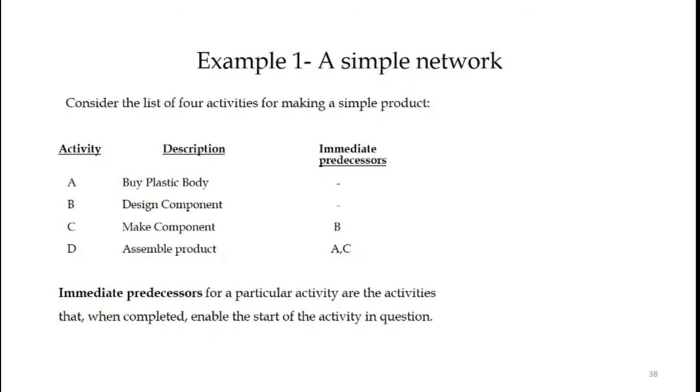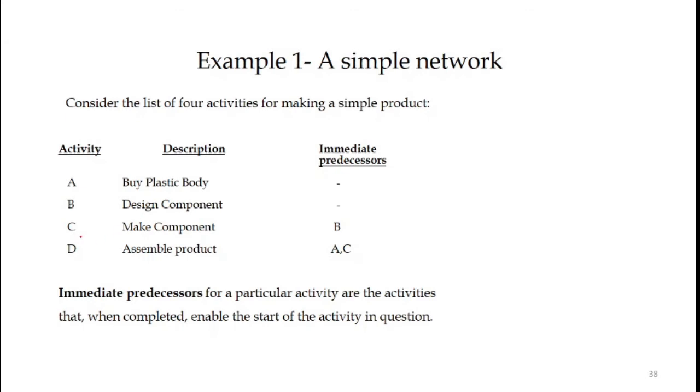Now let's take some examples and draw simple networks out of them. The first example is, let's consider a list of 4 activities for making a simple product. There is an activity A. It has a description: buy a plastic body. Immediate predecessor is nil, that is, it doesn't have any activity before it. Similarly, there is an activity B. This is design component. It also doesn't have an immediate predecessor.